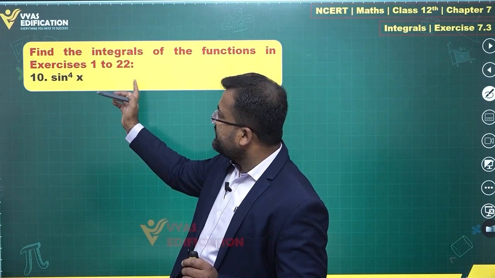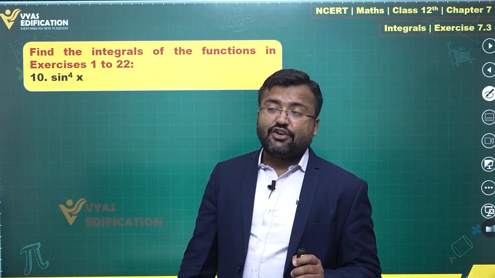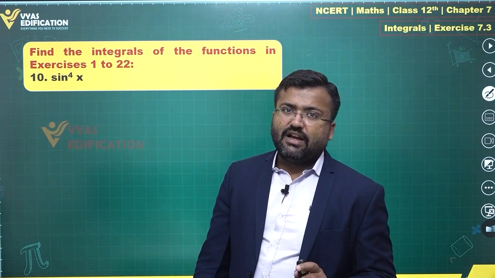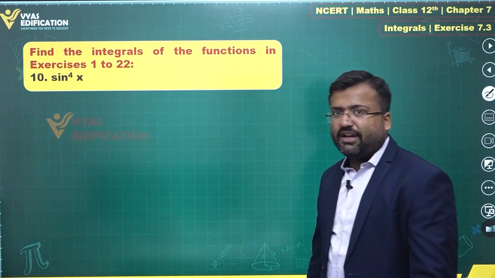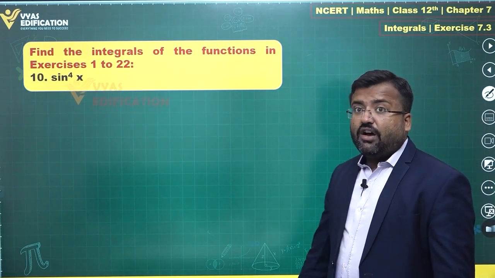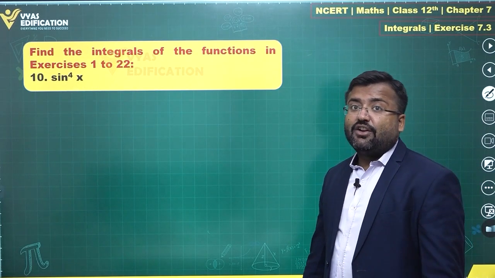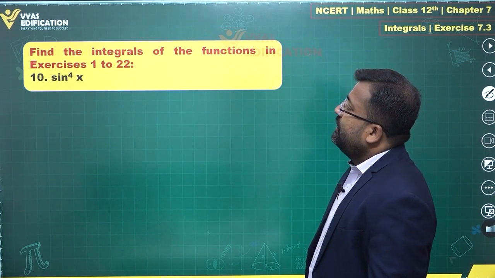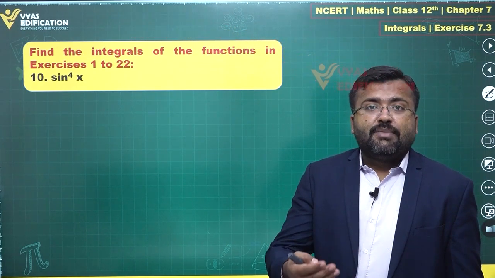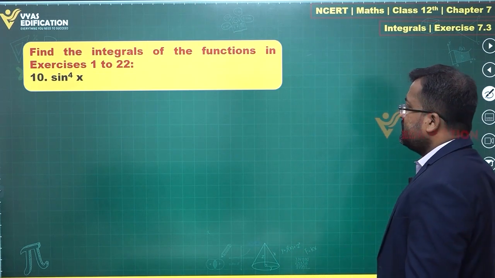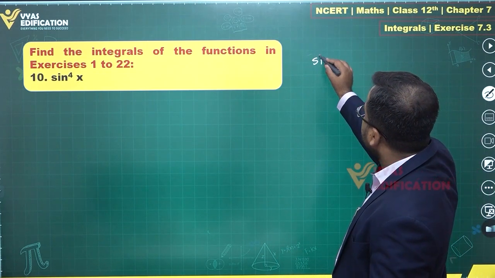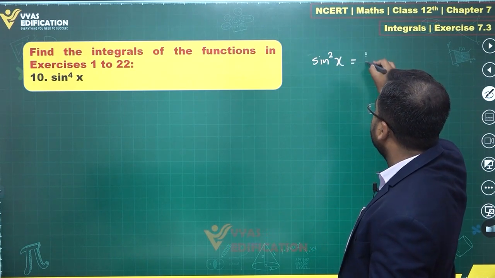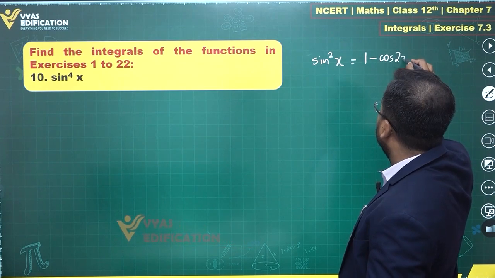Here, if I take one sine x separate, I will be left with sine cube x. Converting sine cube x in terms of cos x will be difficult, and the substitution will make things complicated. So even powers of sine or cosine can be handled by conversion to multiple angles. Simple idea of conversion to multiple angles. So what do we have? Sine square x can be written as 2 sine square x equals 1 minus cos 2x.